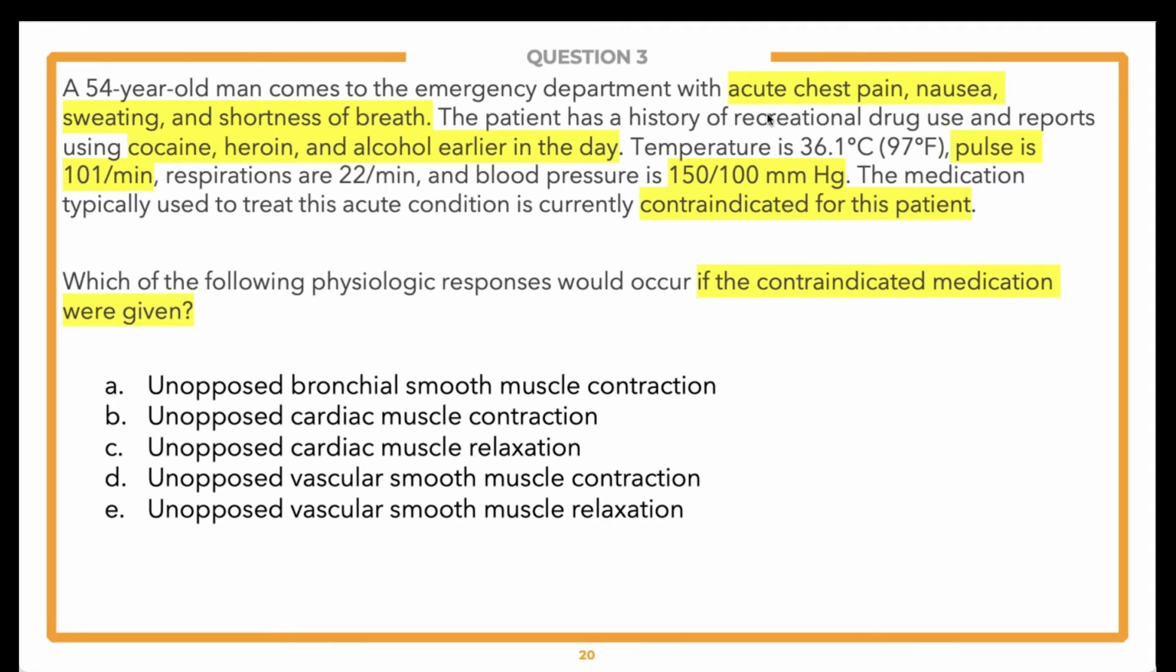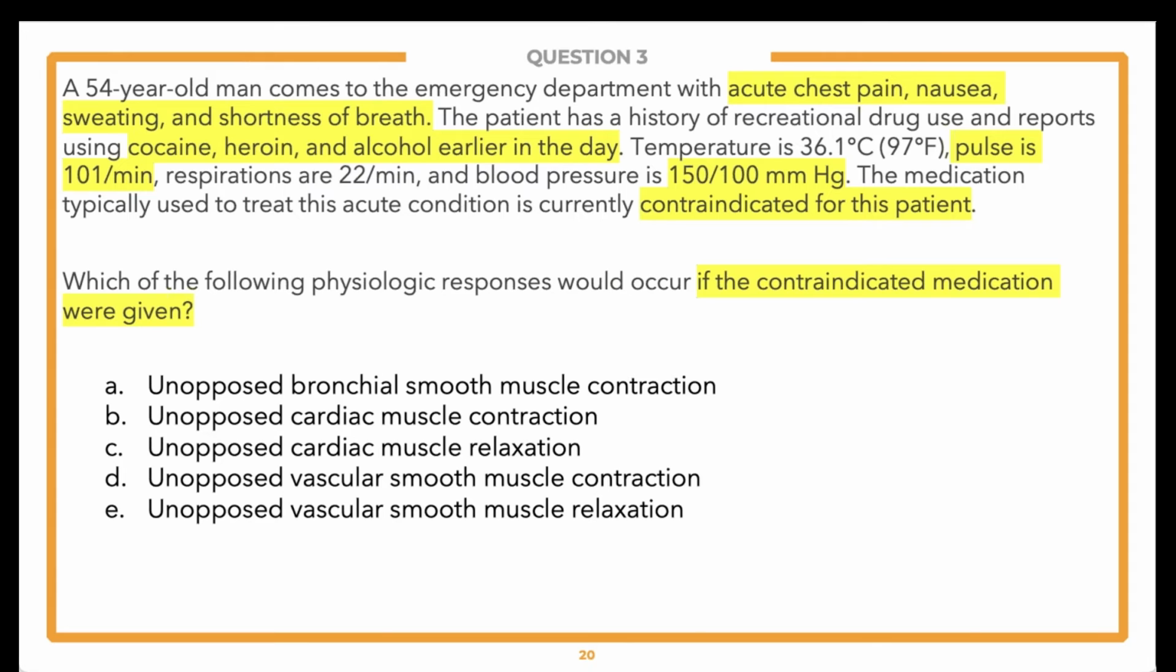All right, let's look at the options here. We have option E, unopposed vascular smooth muscle relaxation. Option D, unopposed vascular smooth muscle contraction. Option C, unopposed cardiac muscle relaxation. Option B, unopposed cardiac muscle contraction. And option A, unopposed bronchial smooth muscle contraction.